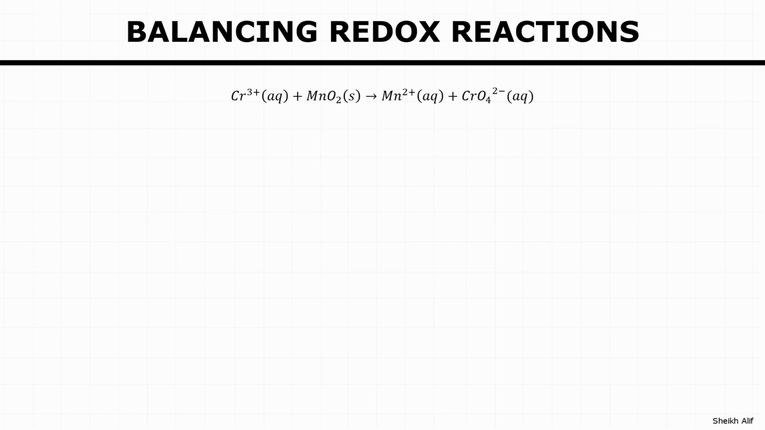So if I give you another redox reaction, in this case you have the chromium ion reacting with manganese oxide to produce the manganese ion and chromate. Let's try doing this in a basic solution. In a basic solution, you're not going to have access to those H+ ions that we had in acidic solutions. So we're going to have to come up with a different way to balance your hydrogen atoms. But of course, let's get to that.